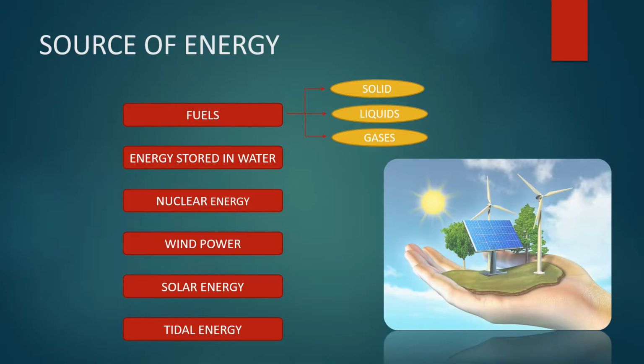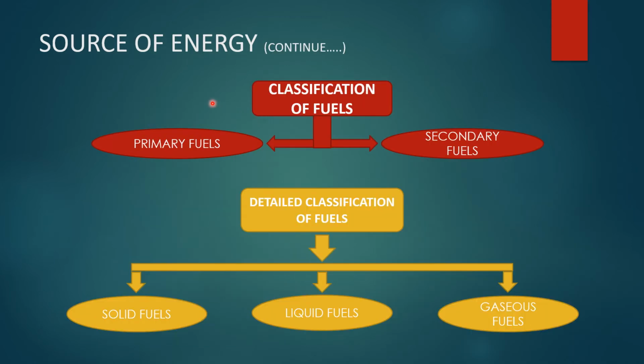This slide shows different sources of energy like fuel, energy stored in water, nuclear energy, wind power, solar energy, tidal energy. Fuels are classified mainly in two categories. These are primary fuels and secondary fuels. If we look at the detailed classification of fuels, there are mainly three types of fuels. Solid, liquid and gaseous fuels.